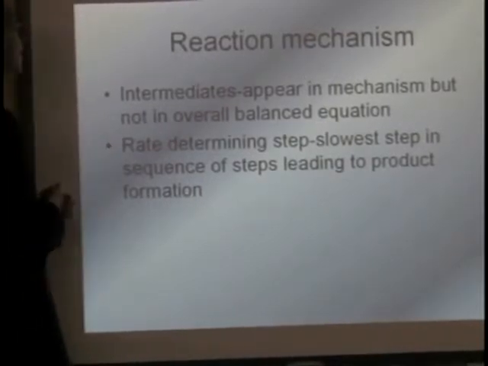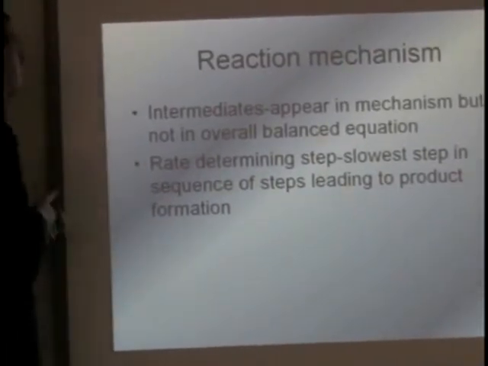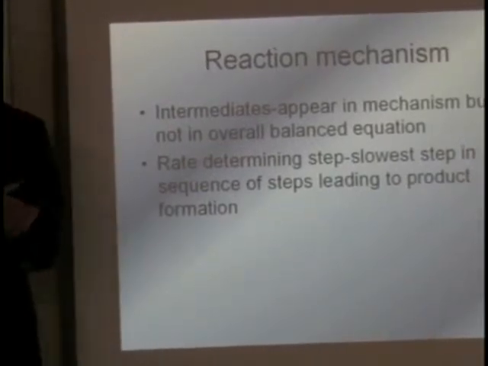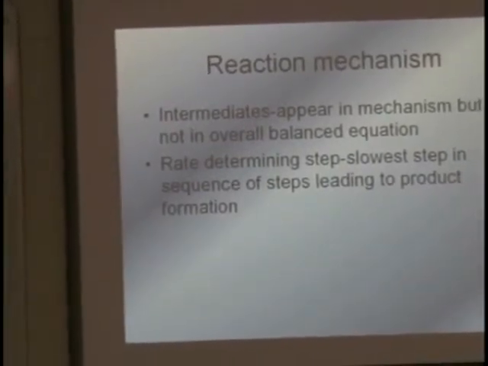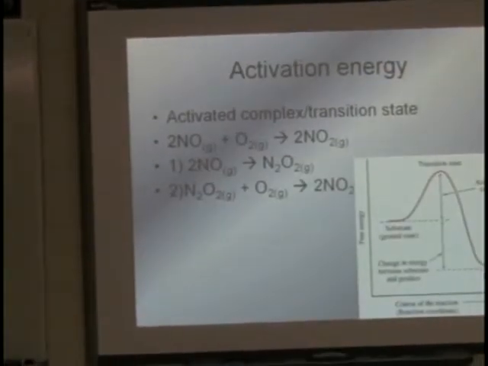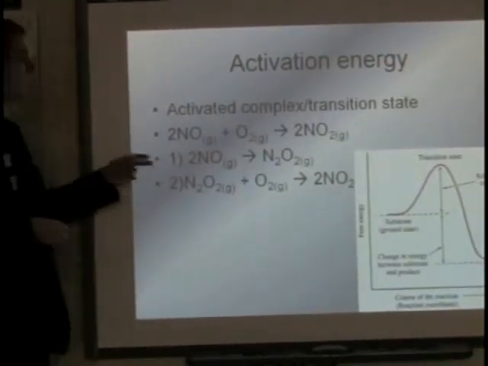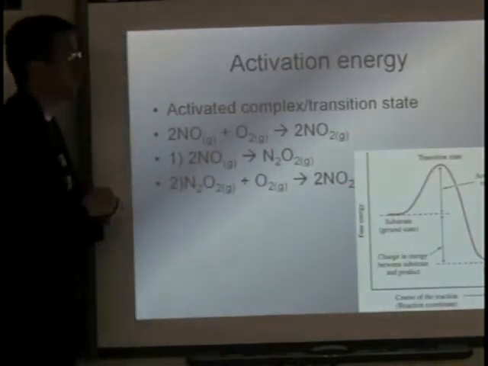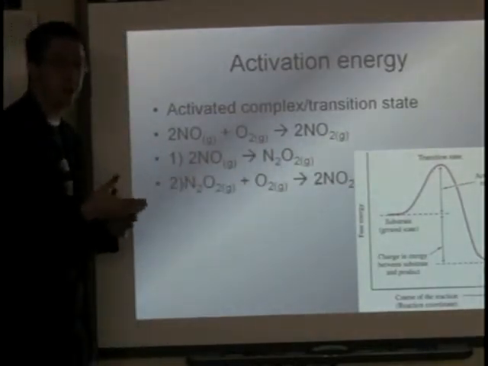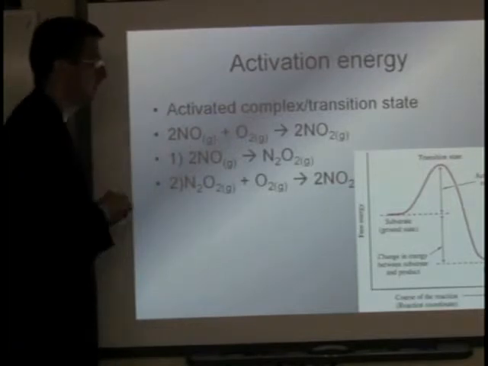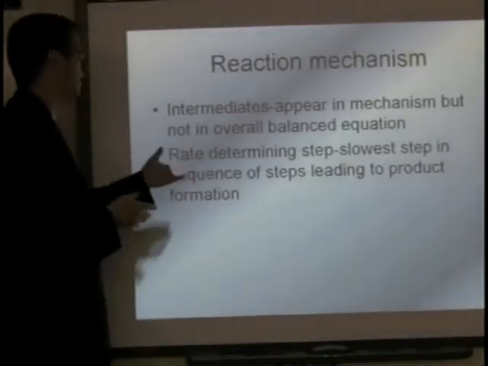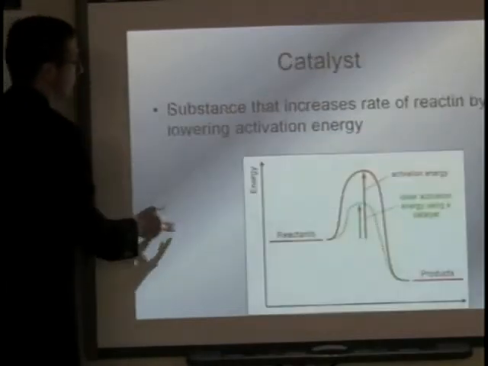The rate determining step of a reaction is the slowest step in a sequence of steps leading to the product formation. If I actually go back to the previous slide here for a second, if I had two steps, one might be the slow step, one is the fast step. So if we ask you what is the rate determining step, it's always the slower of the two steps. And I just made up step number one being the slow step in this case. So again, that would be the rate determining step.